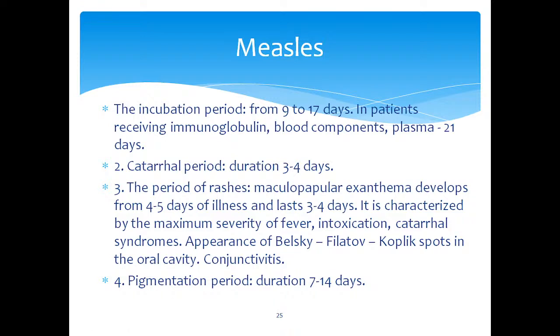Measles. The incubation period is from 9 to 17 days; in a patient receiving immunoglobulin, blood components or plasma, 21 days. Catarrhal period lasts 3-4 days. The period of rash: maculopapular exanthema develops from 4-5 days of illness and lasts 3-4-5 days. It is characterized by the maximum severity of fever, intoxication, catarrhal syndromes, and appearance of Belsky-Filatov-Koplik spots in the oral cavity, and there can be conjunctivitis and keratitis too. Pigmentation period lasts 7-14 days.